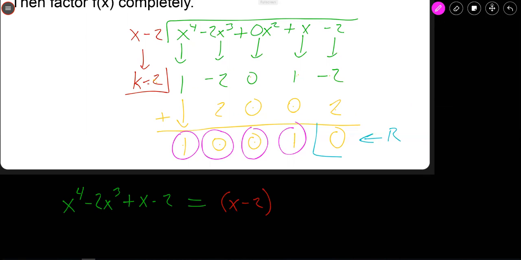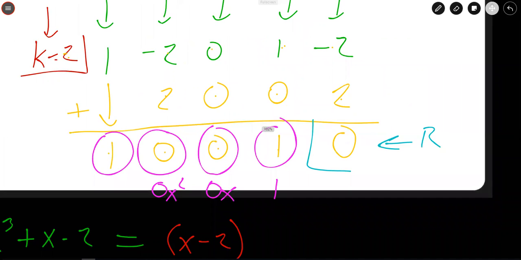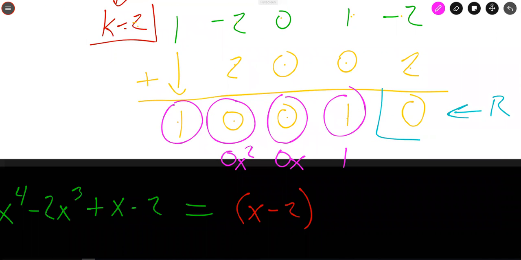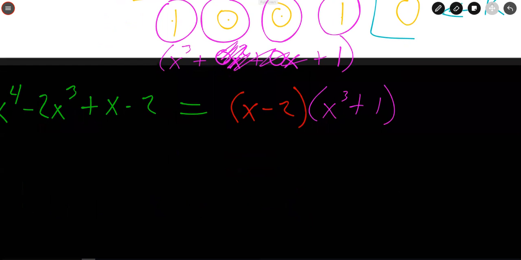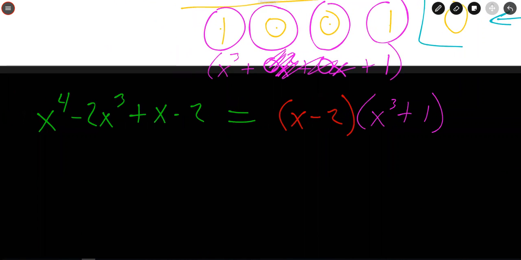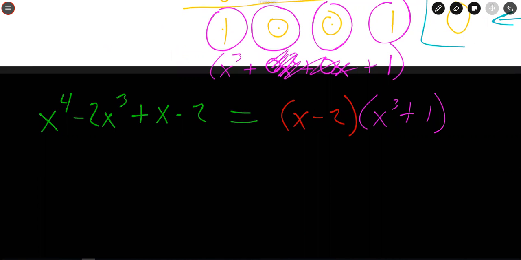Remember, my quotient is all up here. I've got a positive 1, that's a 1. This 0 is 0x. This 0 is 0x squared. And then this 1 is x to the third. So I've got x to the third plus 0x squared plus 0x plus 1. I can get rid of the zeros, and it's really just x to the third plus 1. All right, I've simplified things a little bit. I've got a less nasty looking polynomial, and it's a degree lower. It's a third degree polynomial.